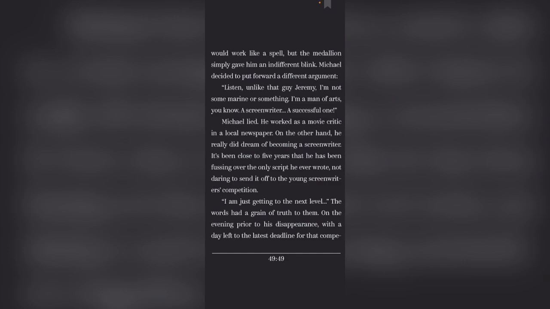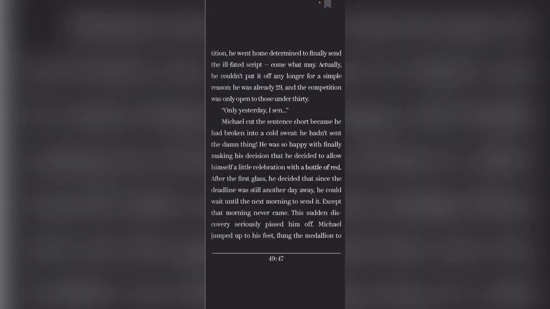On the evening prior to his disappearance, with a day left to the latest deadline for that competition, he went home determined to finally send the ill-fated script, come what may. Actually, he couldn't put it off any longer for a simple reason. He was already 29, and the competition was only open to those under 30. Only yesterday Michael cut the sentence short because he had broken into a cold sweat. He hadn't sent the damn thing.